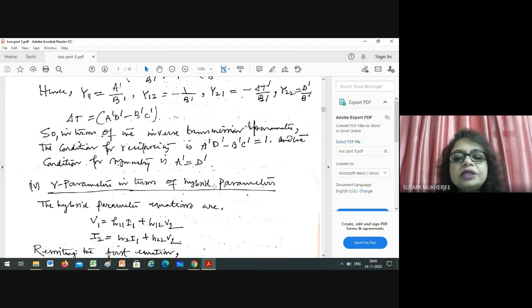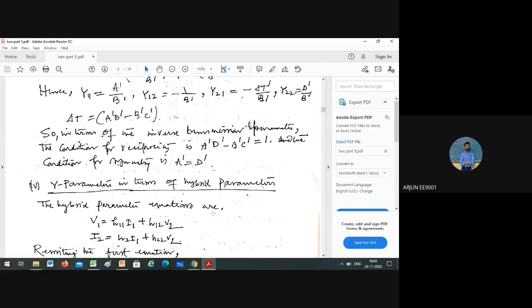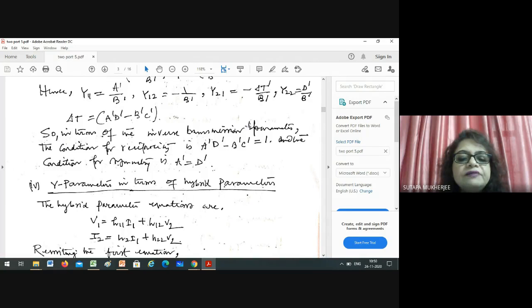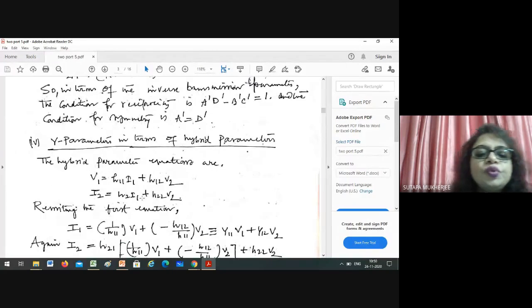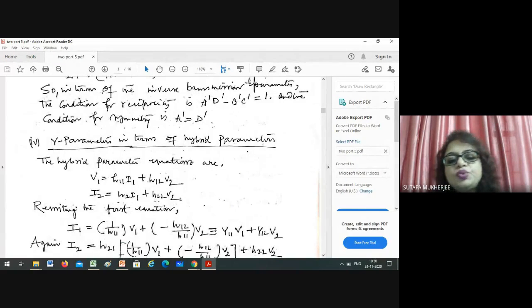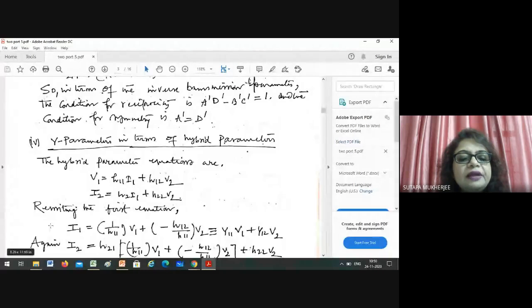So what is the functional relationship in case of hybrid parameters? V1, I2 is a function of I1, V2. On the basis of that relation, V1 equals H11 I1 plus H12 V2, I2 equals H21 I1 plus H22 V2. So if I rewrite the first equation, what will you get?